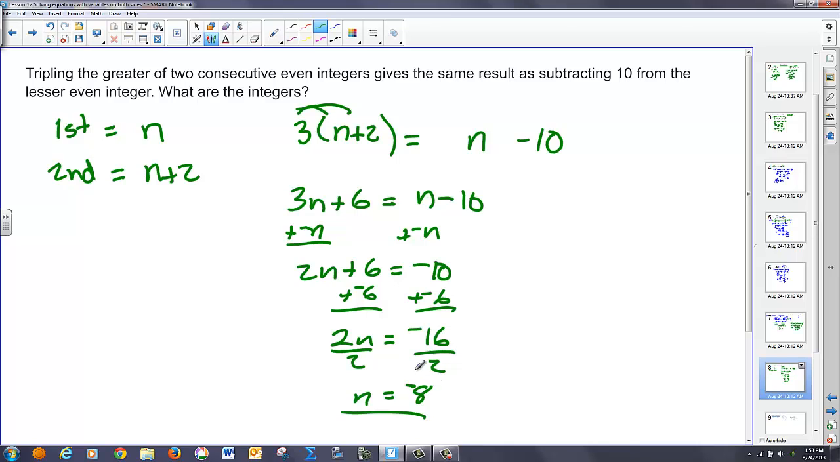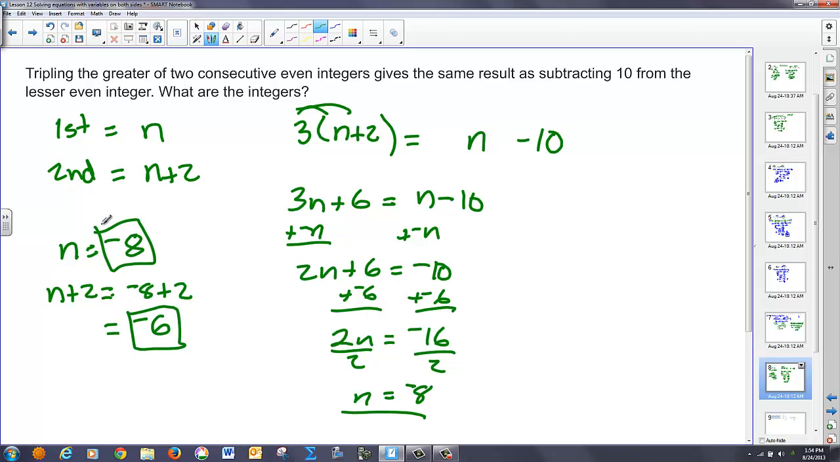Now, it asked me to find the 2 integers. I've only found one. So if n equals negative 8, then n plus 2 equals negative 8 plus 2, or negative 6. So here's one integer, here's the other integer.